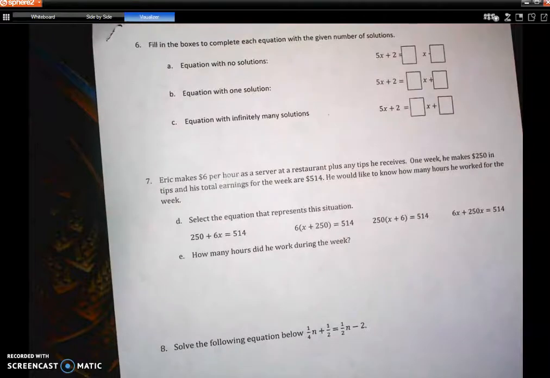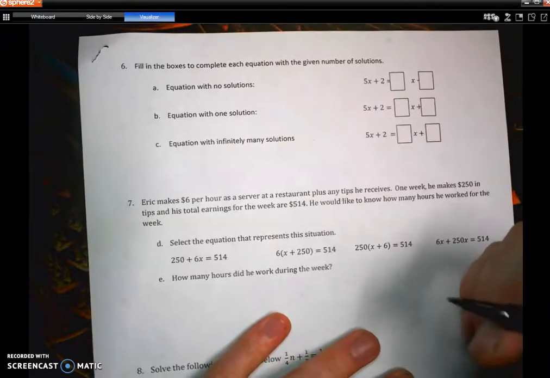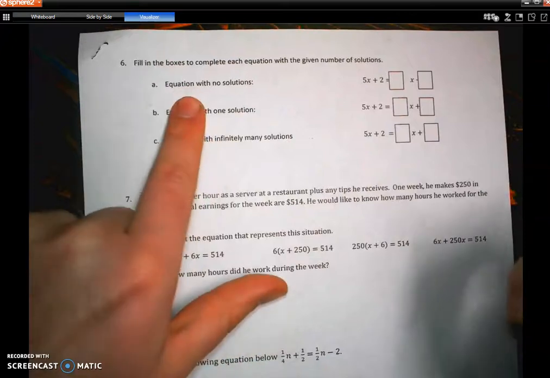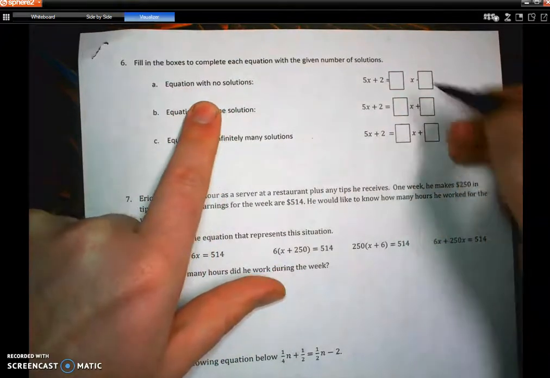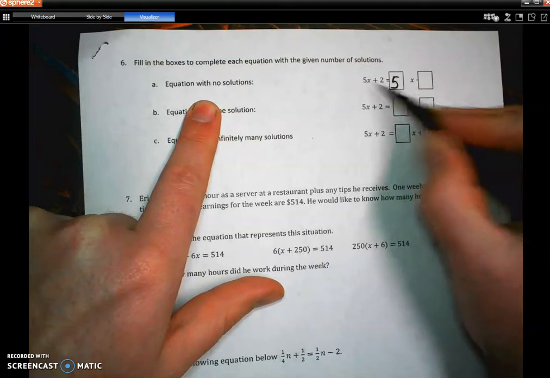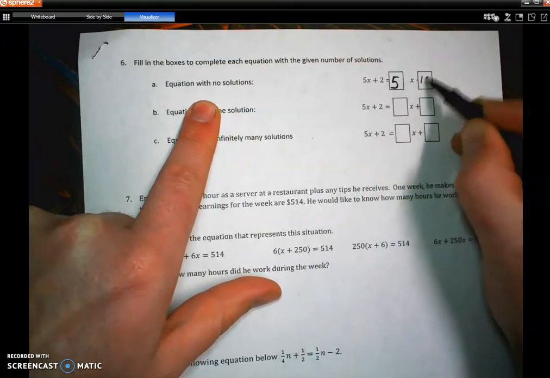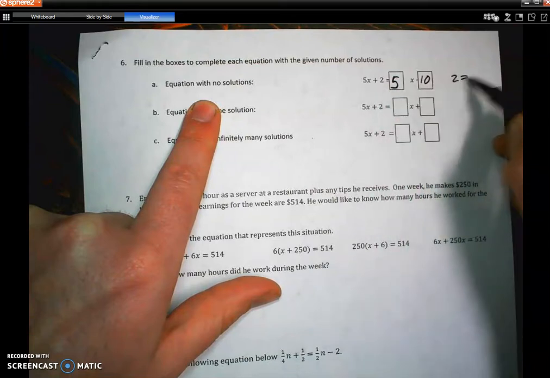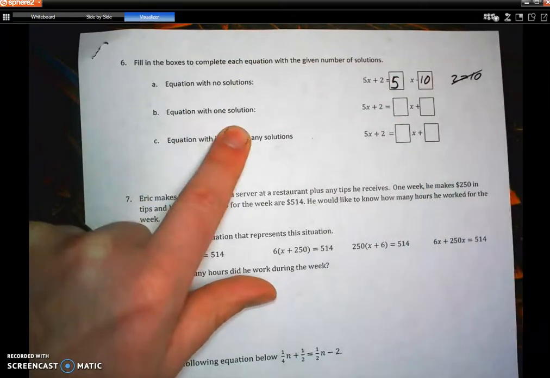So number 6, just fill in the boxes to make it have one solution, no solutions, and infinitely many solutions. Just look back at that last problem. I'm reviewing it. It's also in your notes. Equations with no solutions mean the x's are going to have to cancel out. So 5x and 5x have to cancel out, but 2 has to equal something that doesn't equal, like 10, right? So the x's will cancel out, and you'll get 2 equals 10, which is false.